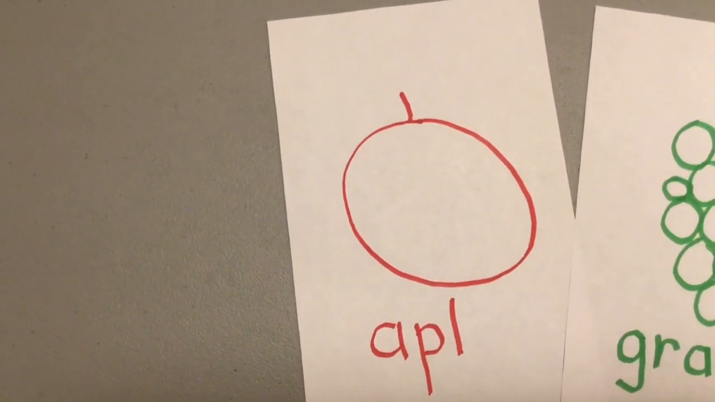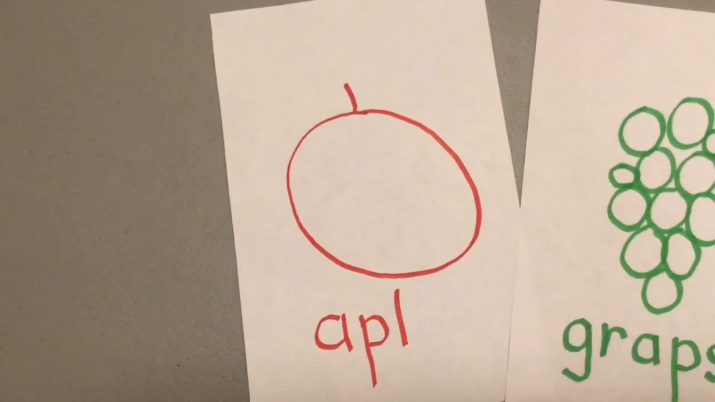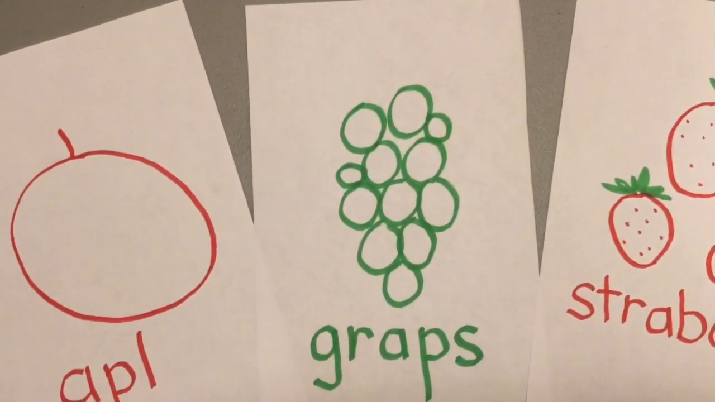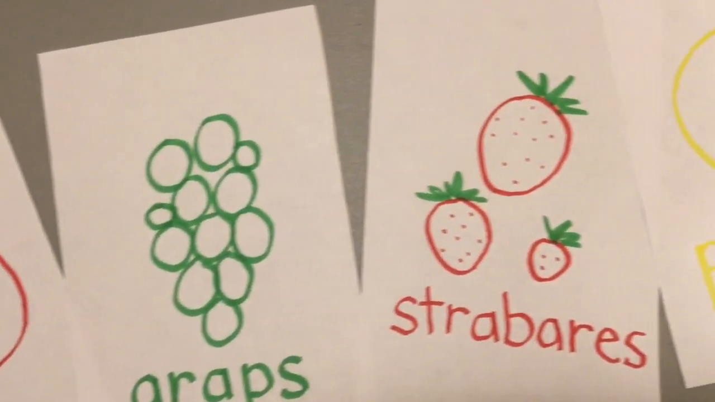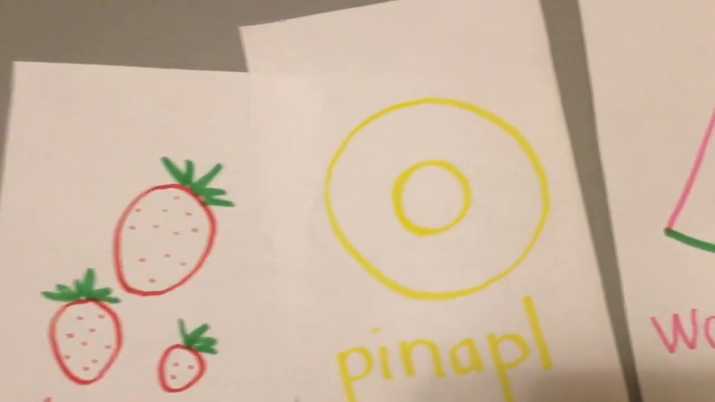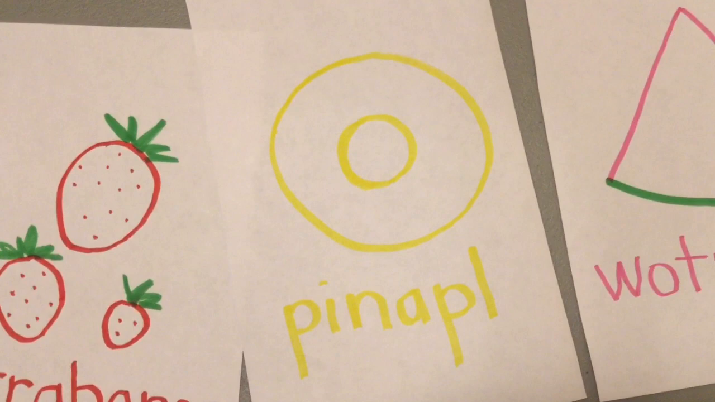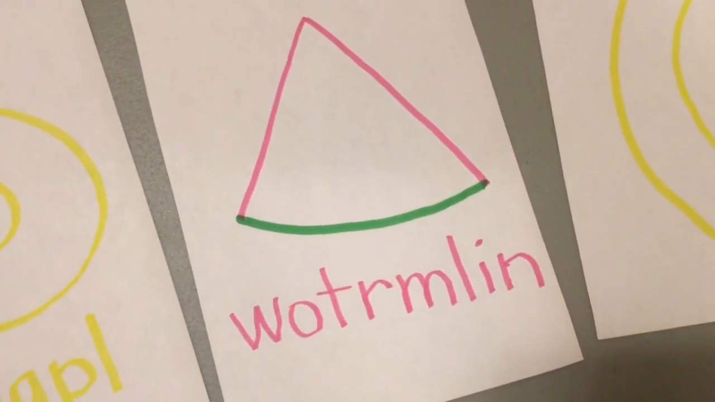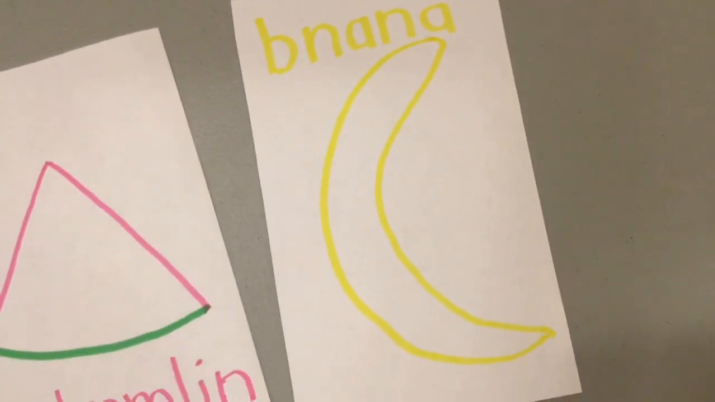So here are all the pages to our book. In our fruit salad, we had an apple. We added grapes. Some red strawberries, a pineapple ring, watermelon, and a banana. Thank you for helping me make that cookbook.